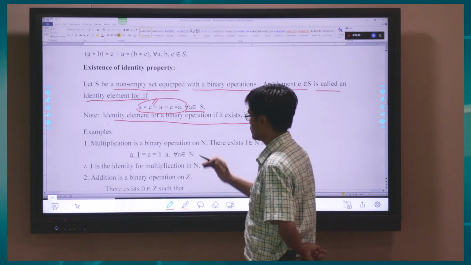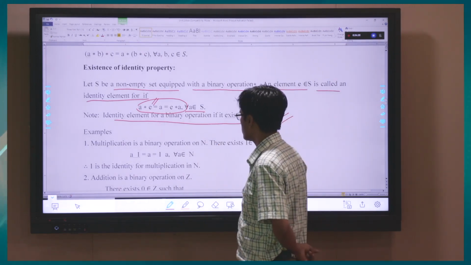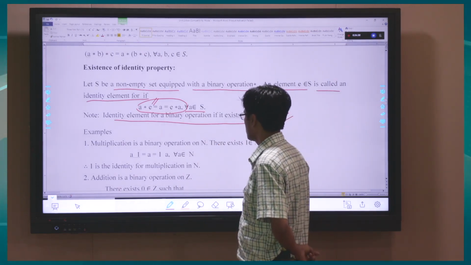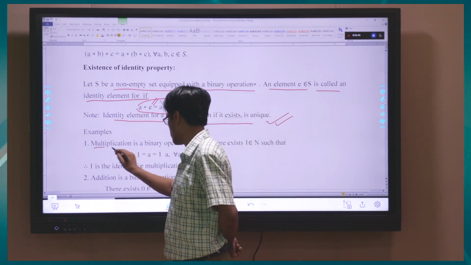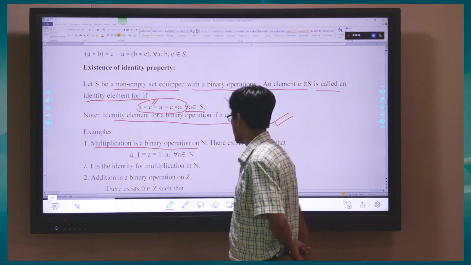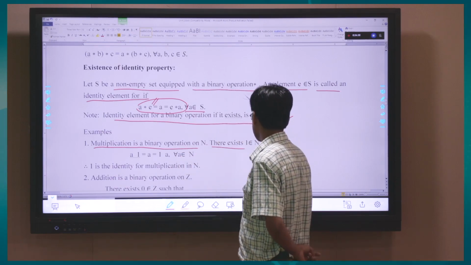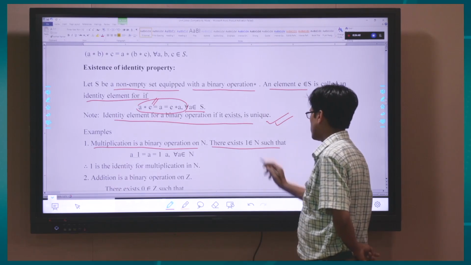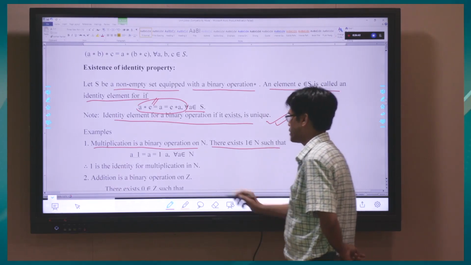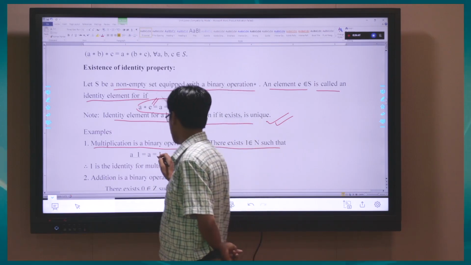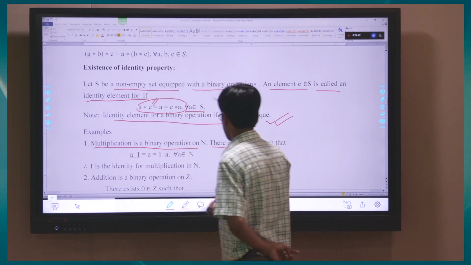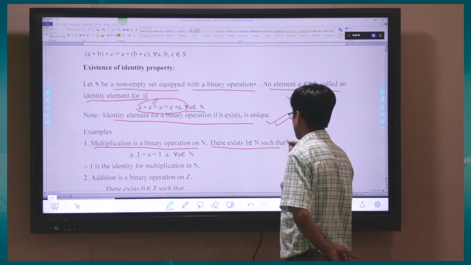Now we consider some examples. How can we find the identity element of a binary operation on a set? Suppose multiplication; we know multiplication is a binary operation on N. Then there exists 1 belongs to N such that A into 1 is equal to A is equal to 1 into A, for any element belongs to N.